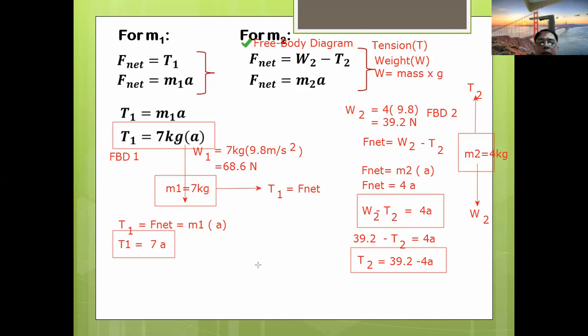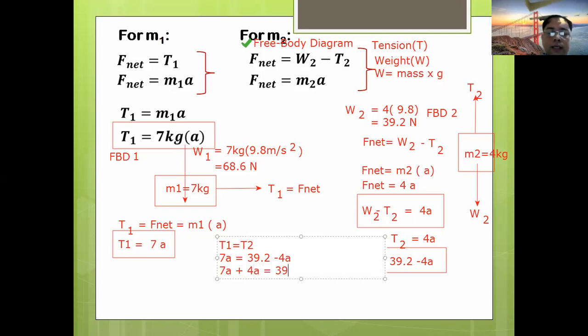So in reality, we can simply say that our T1 is just equal to T sub 2. If that's the case, then 7A can be simply equated to 39.2 minus 4A. And therefore, we have 7A plus 4A equals 39.2. So we can solve for A here to be, I think, 11A equal to 39.2.